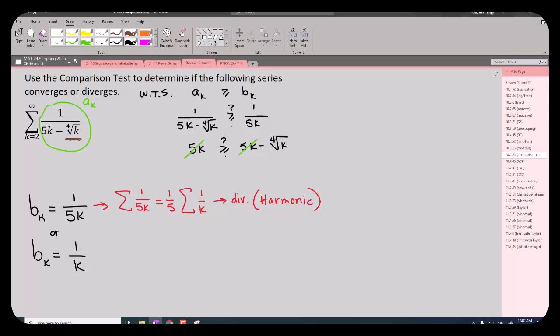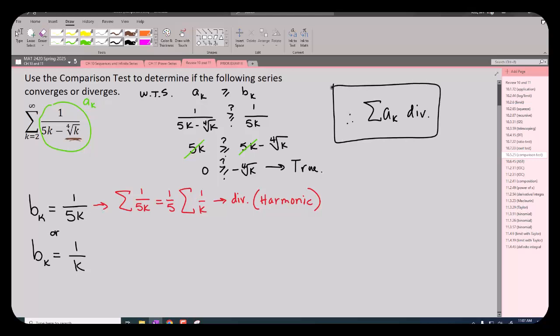And so we have 0 now on the left, less than or equal to a negative number. That is true. Everyone agree? 0 is bigger than any negative number. So, therefore, the series diverges. So then the original series diverges by the comparison test. So that was using the direct comparison test.